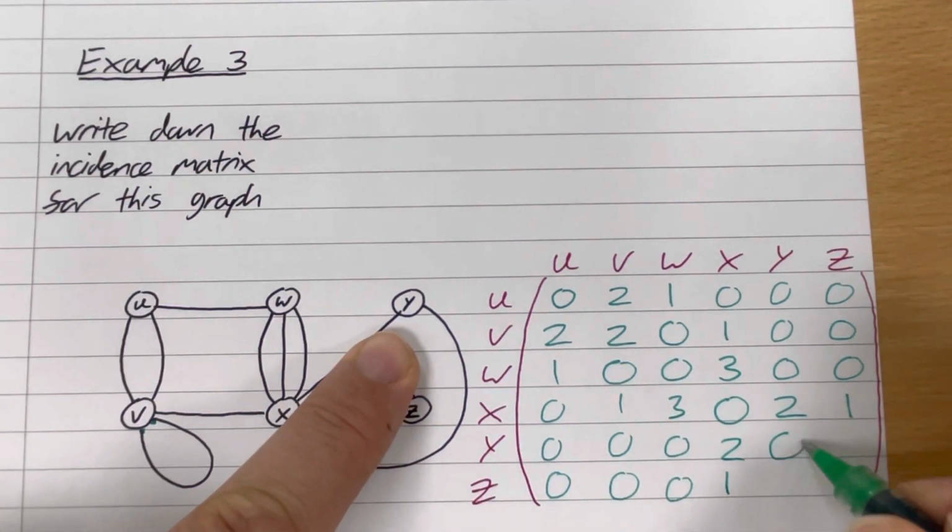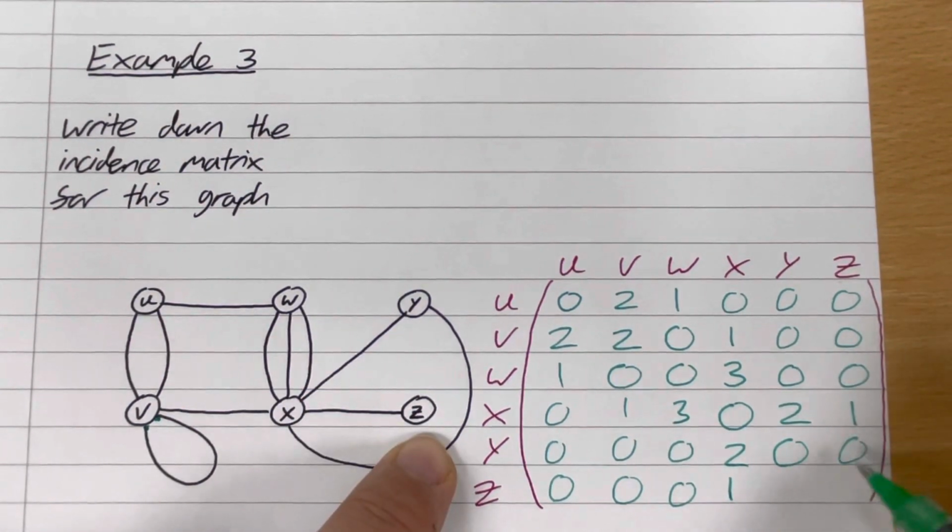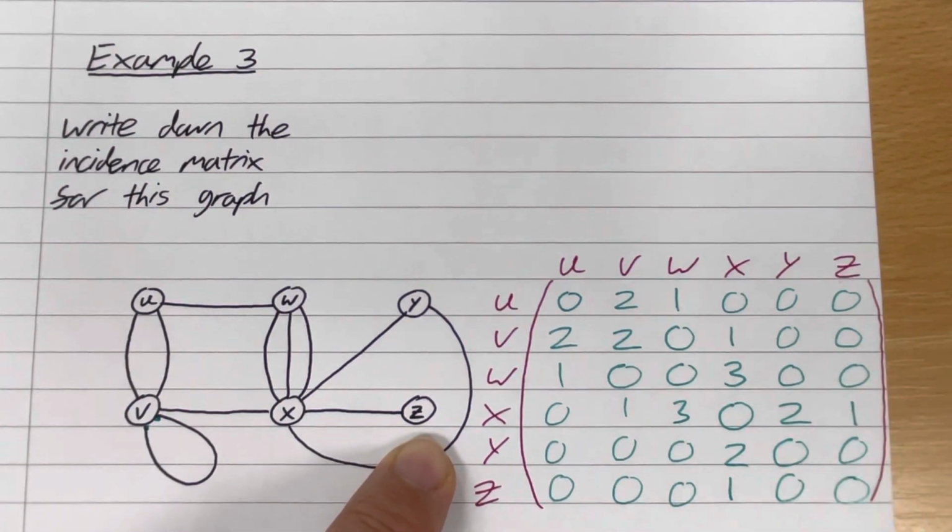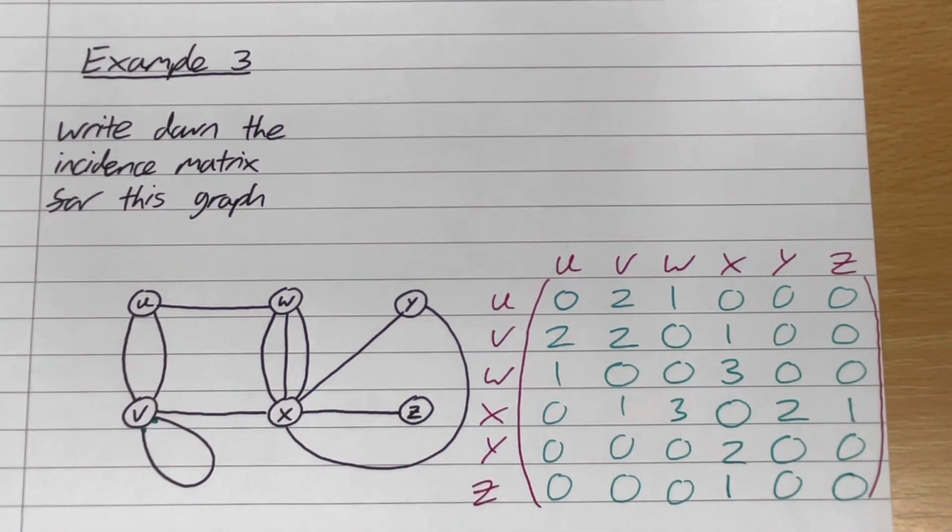Y is not connected to itself, and it is not connected to Z, and Z is not connected to itself. And there we go. There is my incidence matrix for that graph.